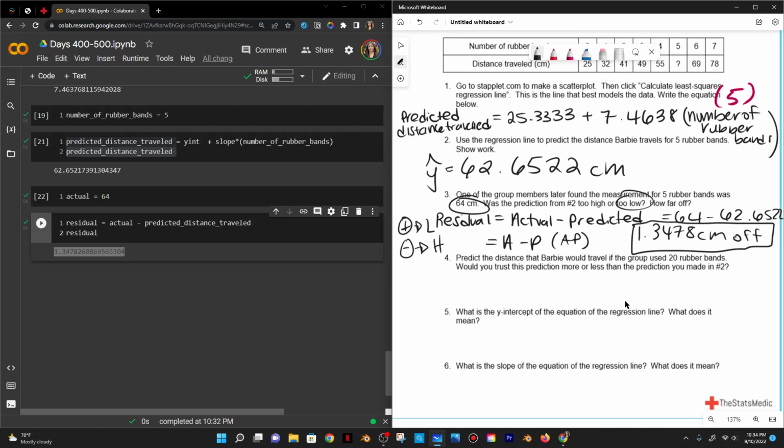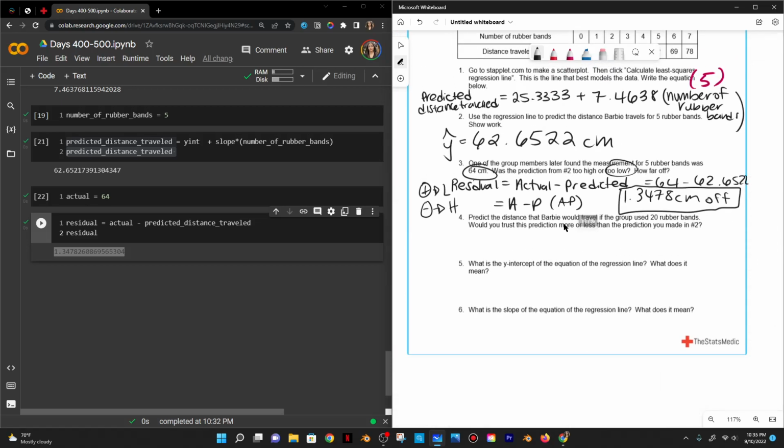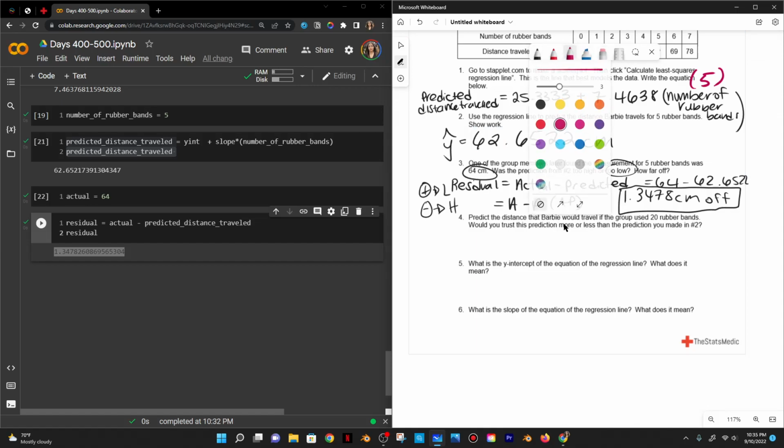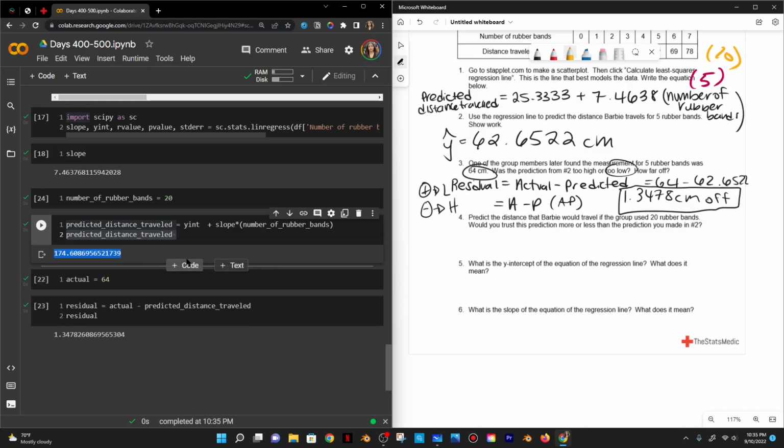And then, all right, number 4 is saying predict the distance that Barbie would travel if the group used 20 rubber bands. Would you trust this prediction more or less than the prediction you made in number 2? So all I have to do is go back to my equation and plug in 20 instead of 5. So I can change this value to 20, run that again, and that gives me this value over here. So for me, that ends up being 174.6087 centimeters, given 20 rubber bands.